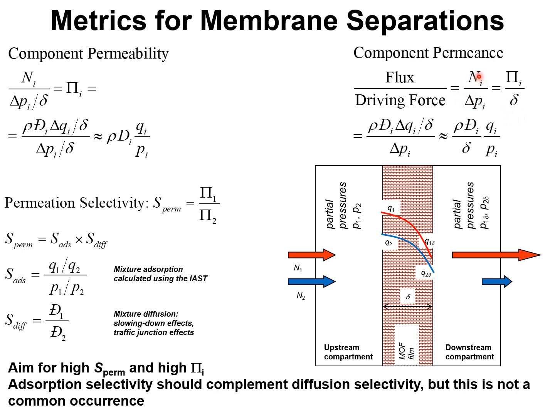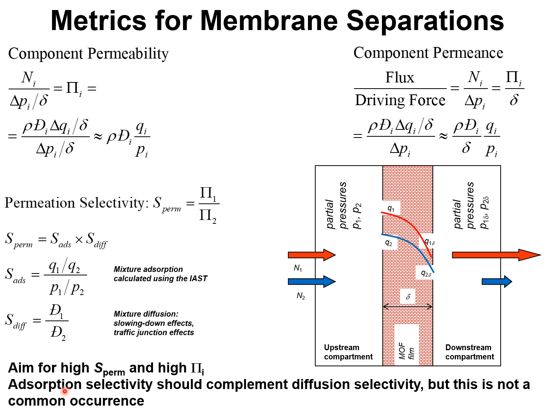The fluxes and delta P's are easily accessible from experimental data, and it is common practice to report membrane permeation performance from experimental data in terms of component permeances. The permeation selectivity is defined as the ratio of the permeability of component 1 to that of component 2, and the permeation selectivity is a product of the adsorption selectivity times the diffusion selectivity, where the adsorption selectivity is given by this expression, and the diffusion selectivity is the ratio of the Maxwell-Stefan diffusivities.